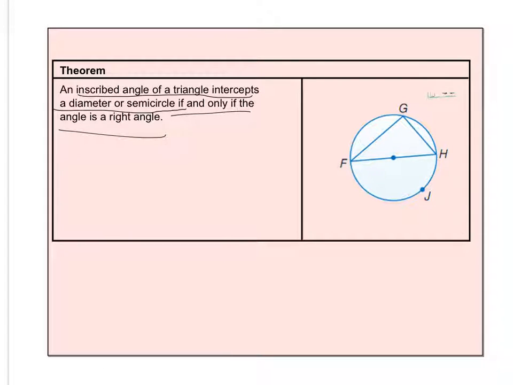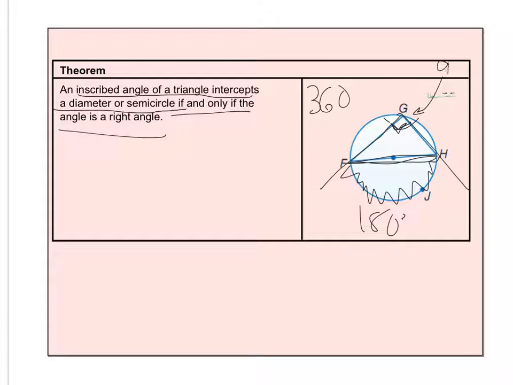Which kind of makes sense. So they're saying that this is a right angle, angle G, because if I draw this out, it intercepts a semicircle. This is a diameter. It's exactly halfway across. So think about this. A whole circle is 360, so that means the semicircle is 180 degrees. Well, what's half of 180? Because that's how big an inscribed angle is. Well, that makes that 90.